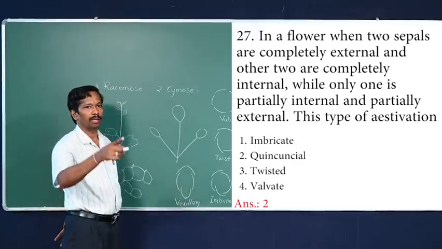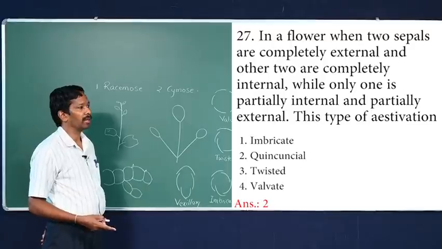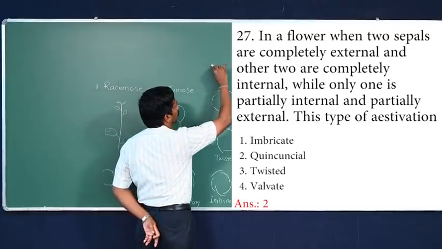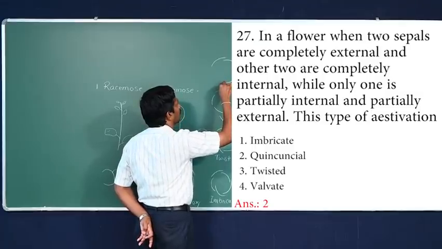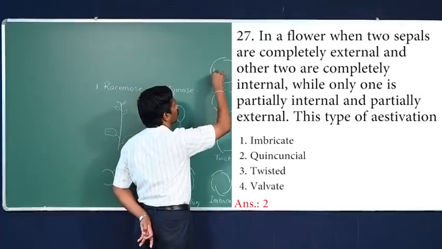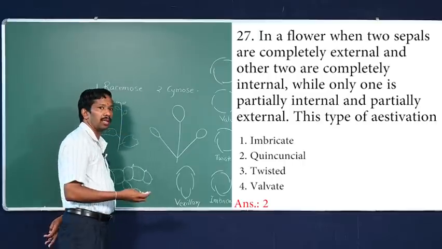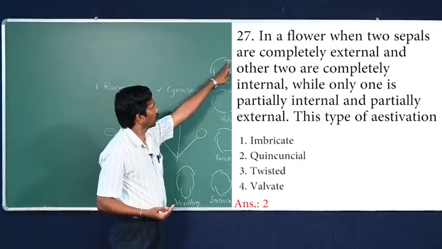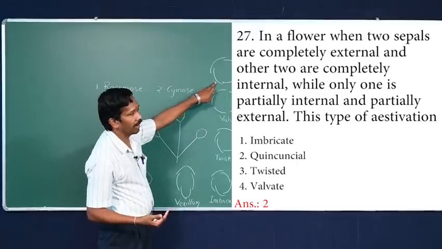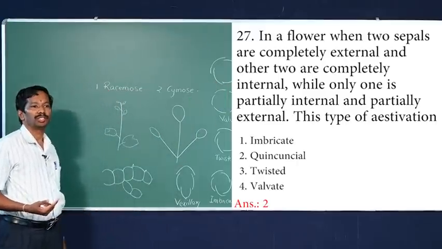And the fifth one is quincuncial, that is 2 completely out, 2 completely in, and the remaining in and out, as in the case of sepals and petals of guava. 1 plus 1, 2 here, 1 plus 1, 2 here, and 1 in and out, representing a quincuncial aestivation.